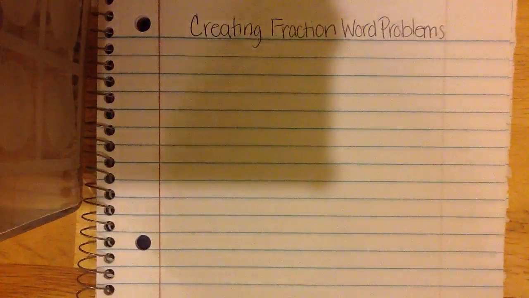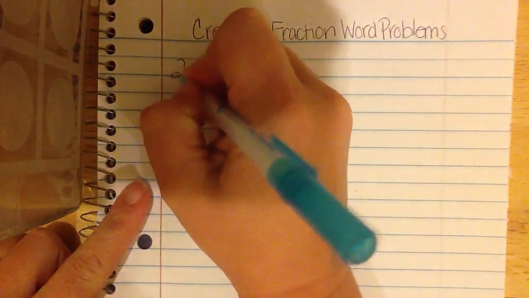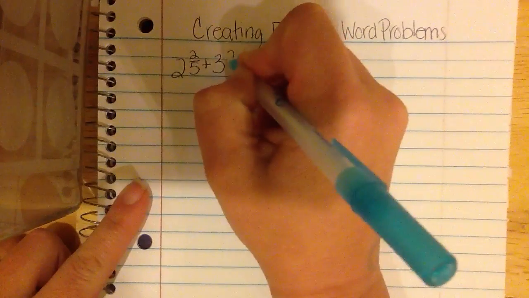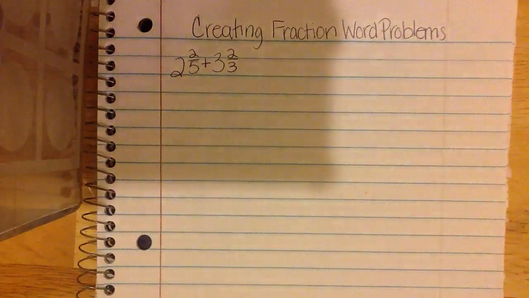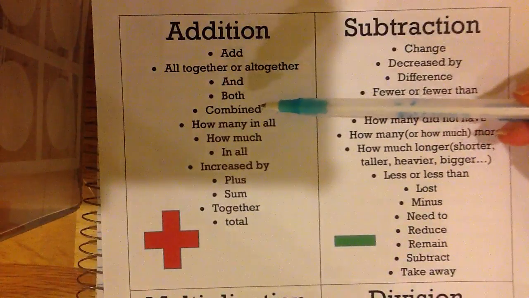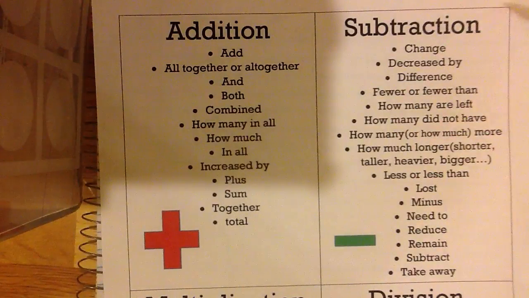So I have the first equation that we're going to use. We're going to use 2 2/5 plus 3 2/3. So let's look at our action words, keywords for addition. So we're going to do things like combined, how many in all, how much, together. So I need to think of two items. I could flip back a few pages in my notes and look at a page that we took notes on about different things that you could have fractional pieces.